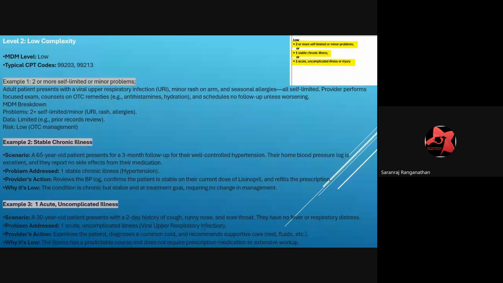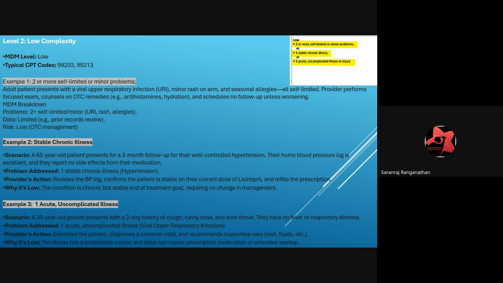Then the second level is low. In the low, we have three different criteria. Be careful here: they're telling "or", they're not telling "and". So: two or more self-limited or minor problems, or one stable chronic illness. Any one criterion makes it a low level.